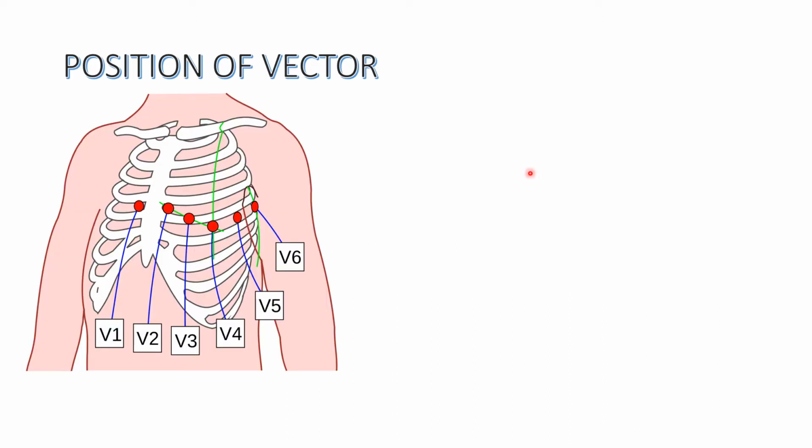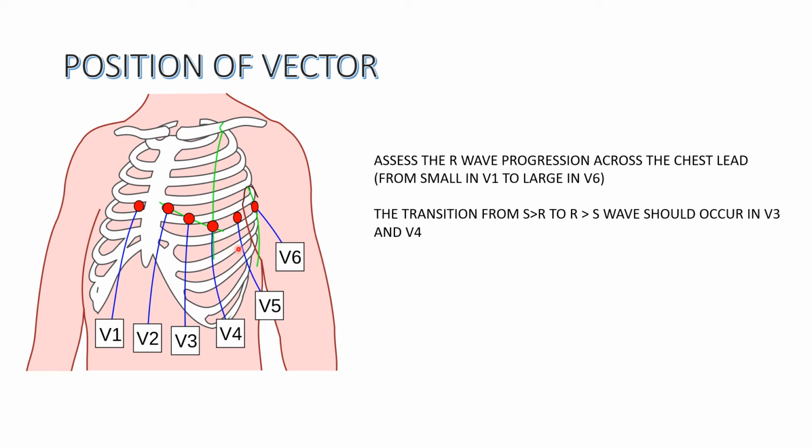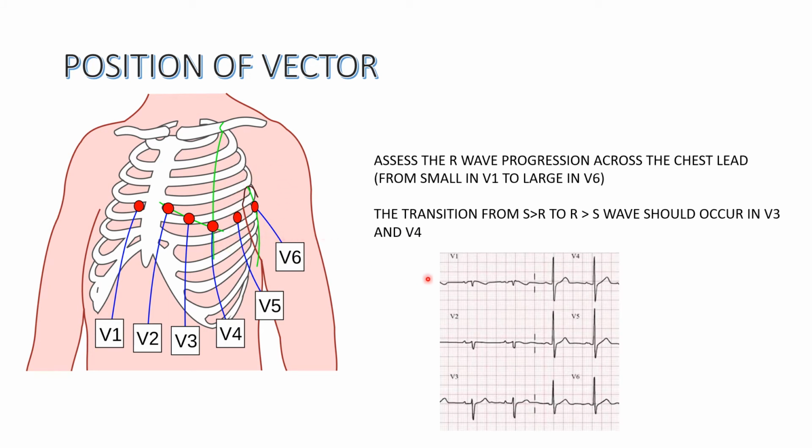Have a look at the position of the vectors. So vectors are placed from right to left. The most positive deflection will be seen in the vectors placed towards the left side. As you can see over here, in vectors V1, V2 and V3, the S wave is greater than the R wave. But in V4, V5 and V6, the R wave is greater than the S wave, which a normal ECG should have.